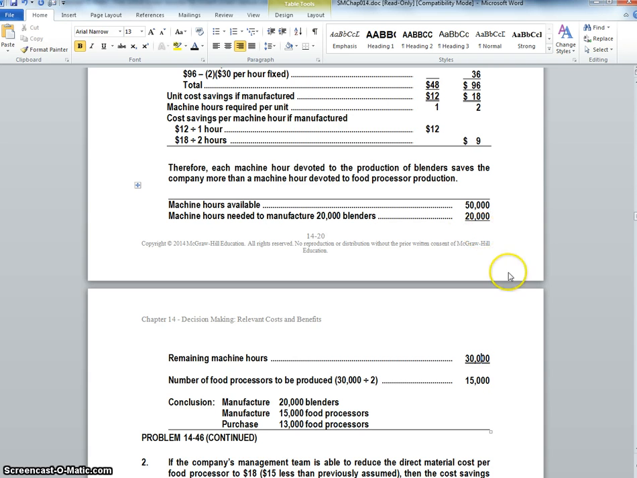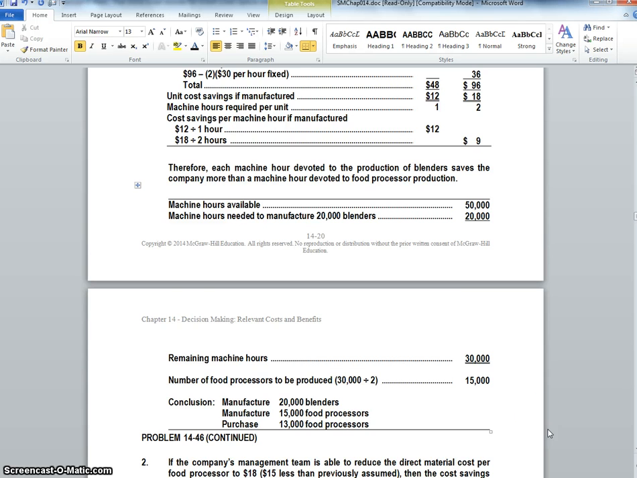When you take the total hours less the hours needed to manufacture your optimal amount of blenders, you have 30,000 machine hours remaining. Since each of the food processors takes 2 hours to make, that gives you a quantity of 15,000 food processors. So here's your ultimate conclusion: 20,000 blenders, 15,000 food processors, and then we purchase the balance.